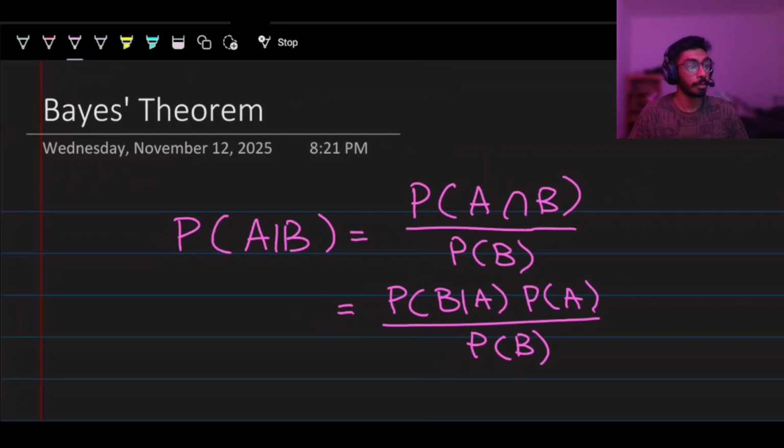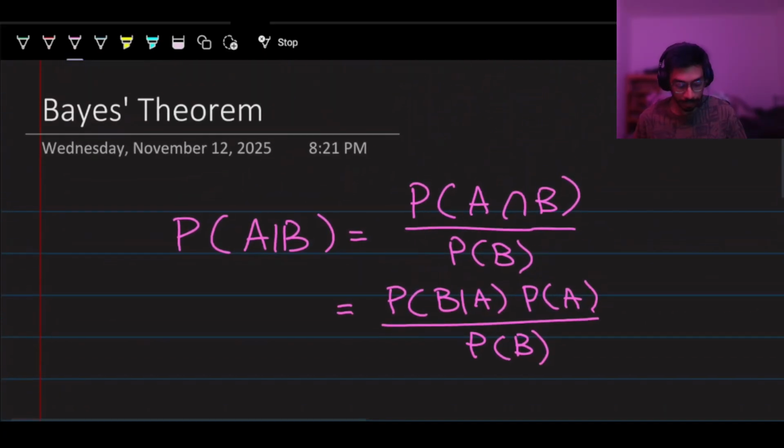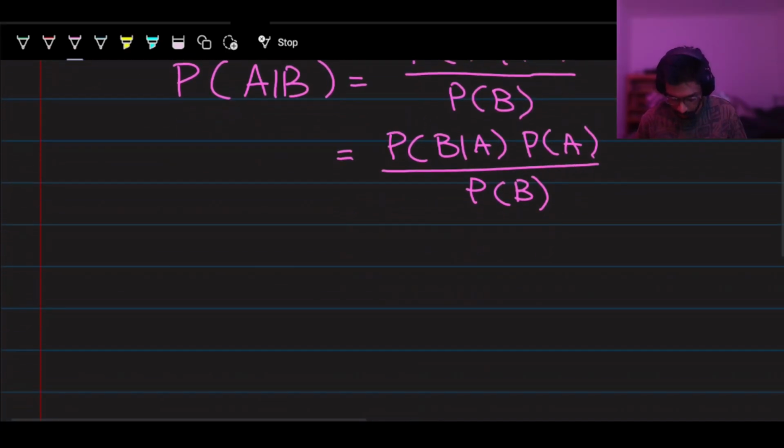Hey everybody, today we will be going through a very short video on proving Bayes' theorem. So Bayes' theorem says our conditional probability is the same as the joint probability, the intersection, divided by the probability of the random variable that we are conditioning on.